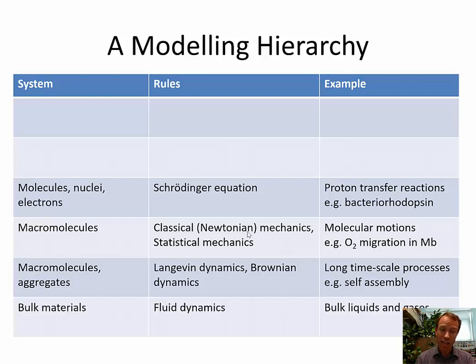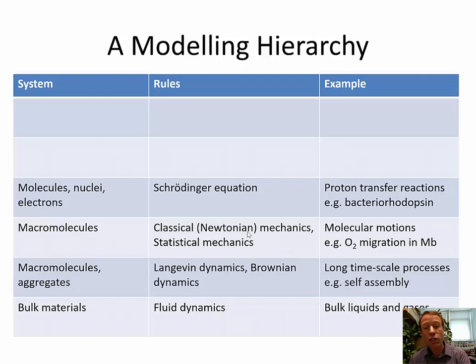Finally, as we increase the length scale even further, we can start to think about bulk materials. So we might want to think about bulk liquids, in which case we can use the rules of fluid dynamics. So if you want to work out how a liquid flows from one point to the next, but we don't actually care about what the liquid is made of or how the interactions occur between components of the liquid, then fluid dynamics does the job. So an example of this would be looking at bulk liquids and bulk gases.